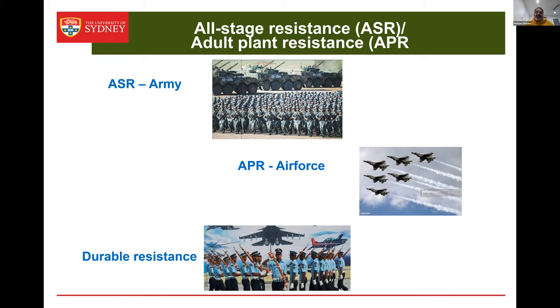But for durable resistance, you need the army to be covered by the Air Force, which means we need to deploy combinations of ASR and APRs. In literature and in a lot of talks, people always say, let's do APR, let's do APR. But I have been continuously saying that without the army, your air force is nothing; without the air force, your army is nothing. So you have to have both. That means you can actually have an alternative if a pathogen attacks you, or if the enemy attacks you. So it's basically breeding for disease resistance is pretty much like the army of a country.